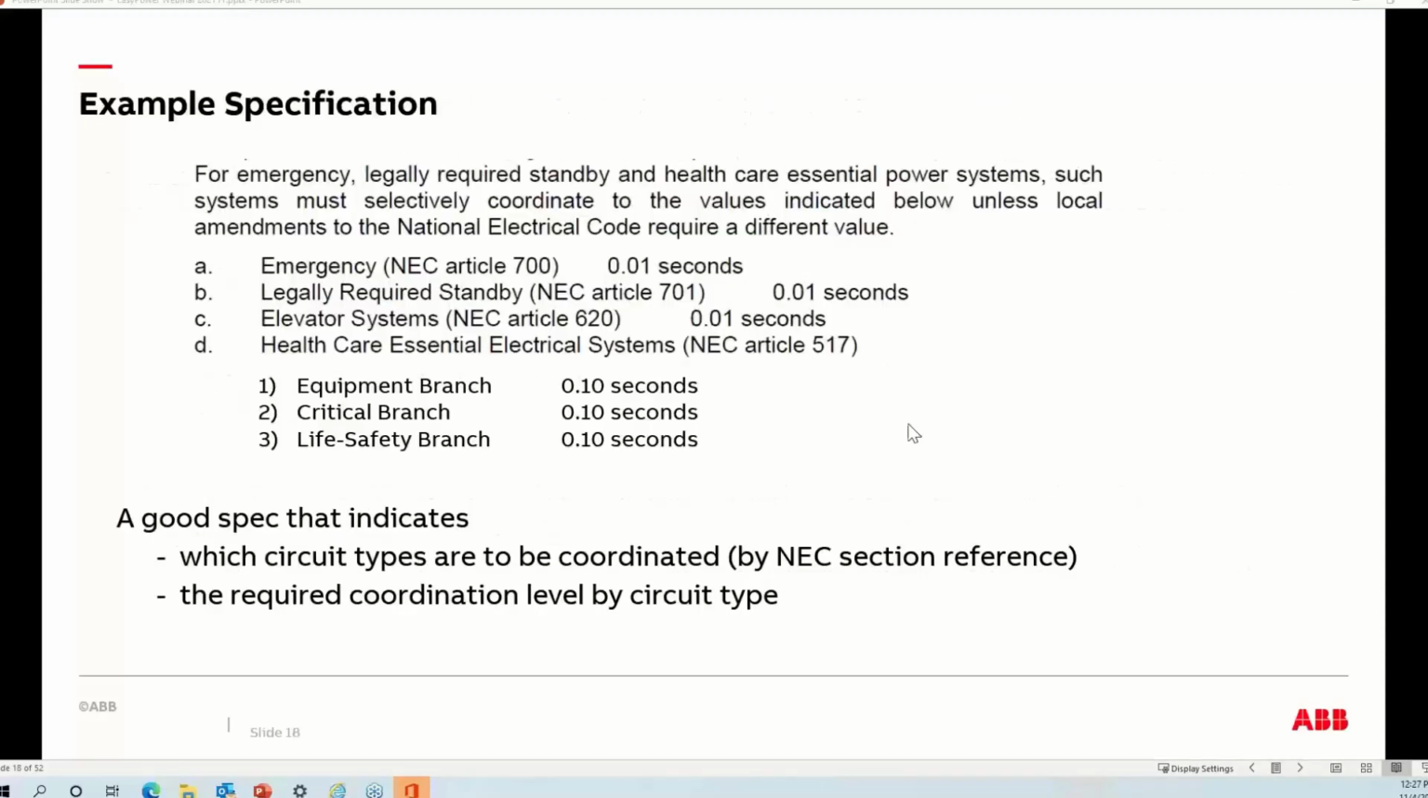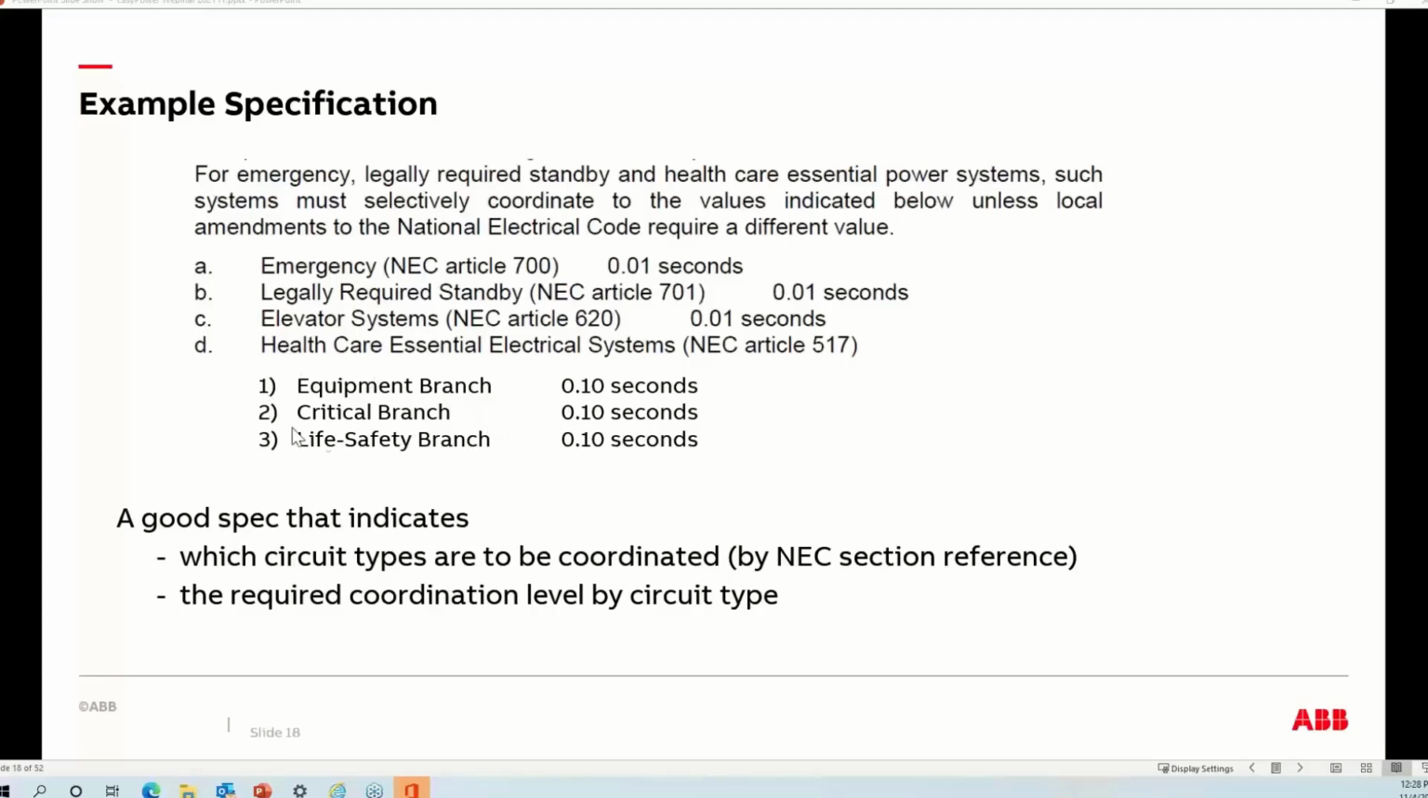Well, what would such a statement or addition to that spec look like? Here's what I think is a pretty good example. It has actually been used in a specification. It identifies, and we're talking about emergency, legally required standby, and healthcare essential power systems, and then it goes on to identify the specific name of the type of system along with the article reference, and then with a reference to the time in seconds. So all of that is great.